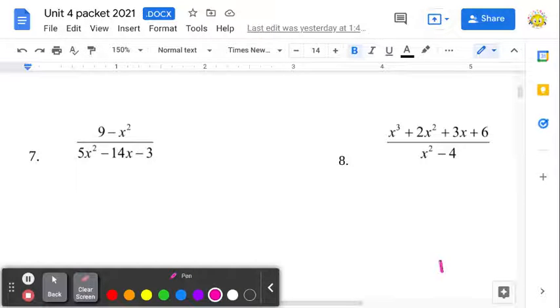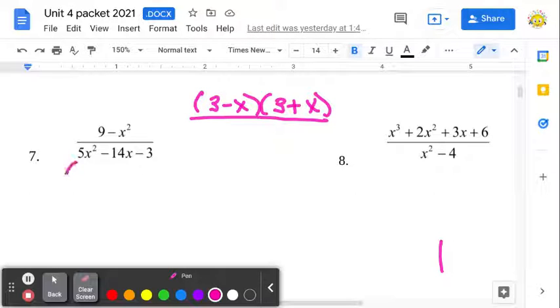So for number 7, let me see. It's not letting me move up. On the top, I have 9 minus x squared. It's a binomial and it's perfect squares. So this is 3 minus x and 3 plus x. I just did dots on that.